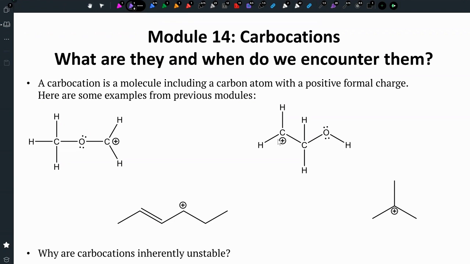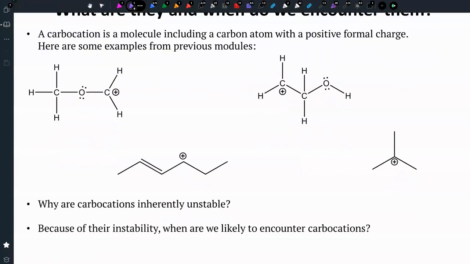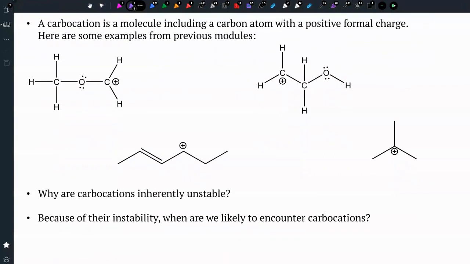So here's some examples of carbocations that you've seen before. These first couple come from Module 1. This one was in Module 6. This one over here was in Module 11. So you've seen these show up in various places, but they're not particularly stable molecules. In fact, every carbocation is inherently unstable. Think for a moment about why that is. And hopefully you've identified the key problem with a carbocation is that they all have an incomplete octet.